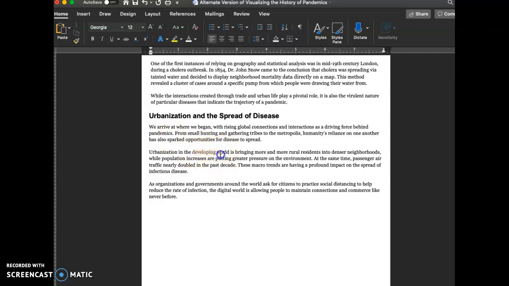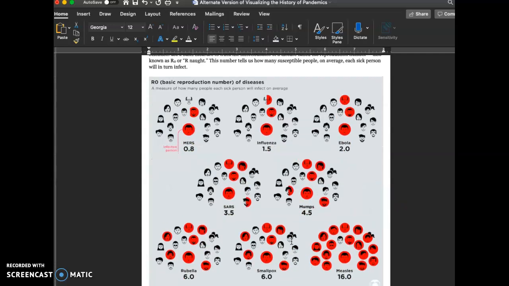Urbanization and development in the developing world is bringing more and more rural residents to denser neighborhoods, while population increases are putting greater pressure on the environment. At the same time, passenger air traffic nearly doubled in the past decade. These macro trends are having a profound impact on the spread of infectious disease. As organizations and governments around the world ask citizens to practice social distancing to help reduce the rate of infection, the digital world is allowing people to maintain connections and commerce like never before.